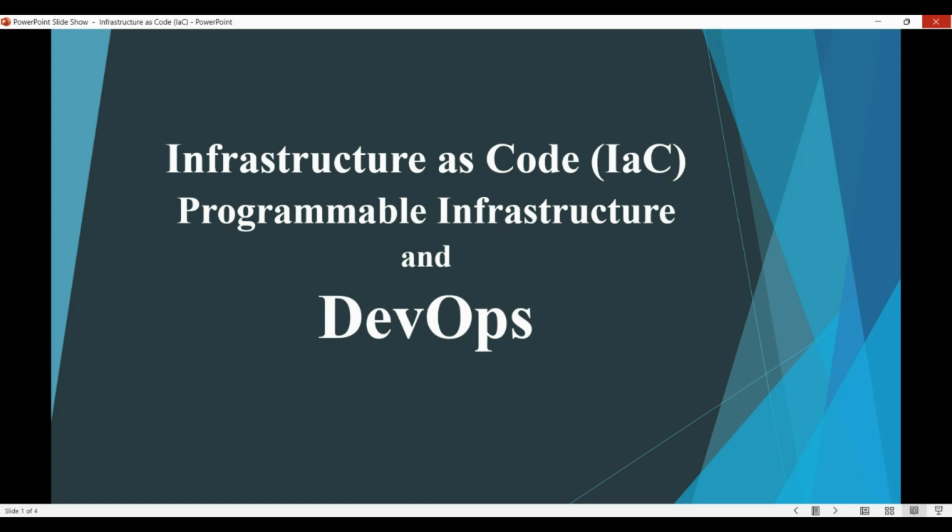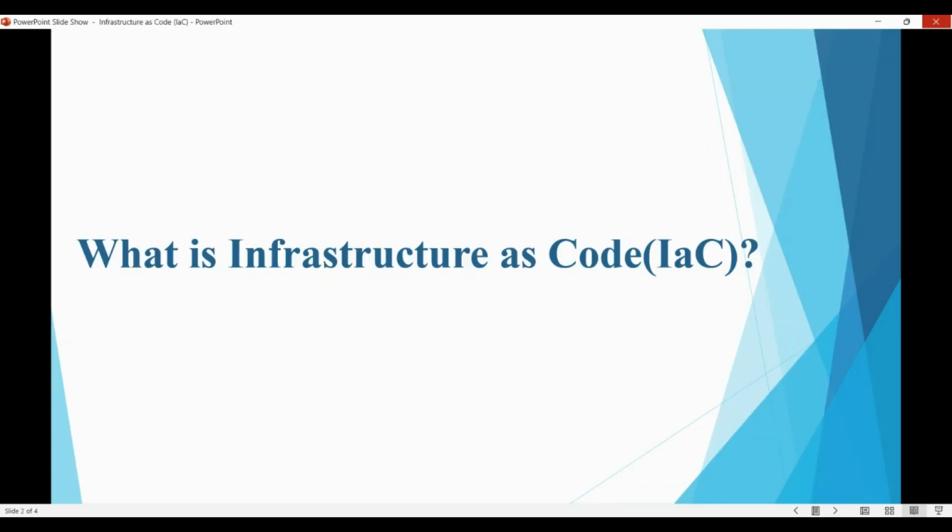What is the idea of infrastructure as code? What is programmable infrastructure? And how are these two related to DevOps? Well, infrastructure as code is a methodology for managing and provisioning infrastructure through code instead of manual processes.